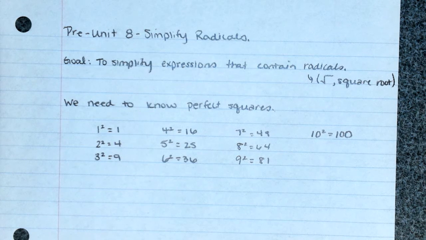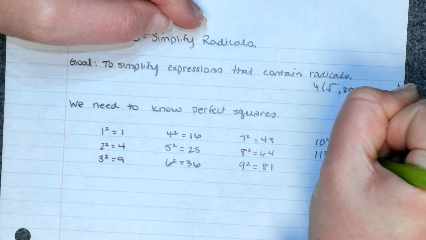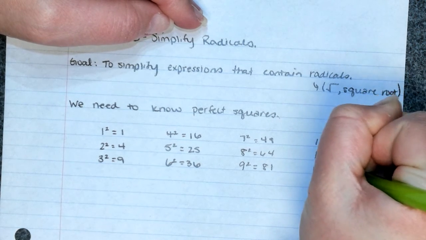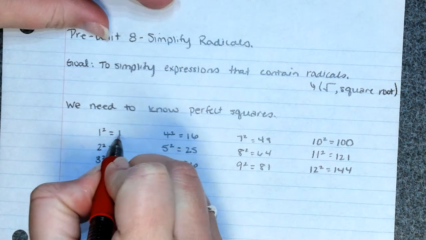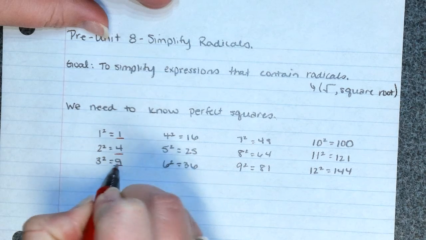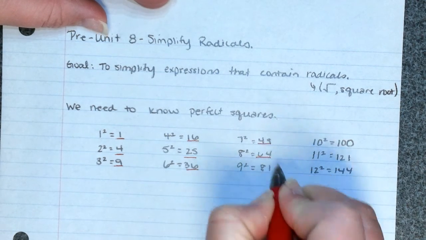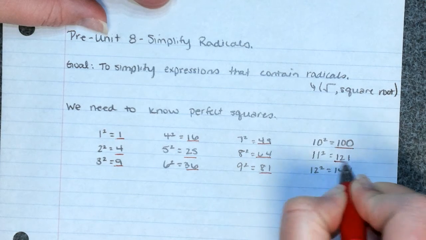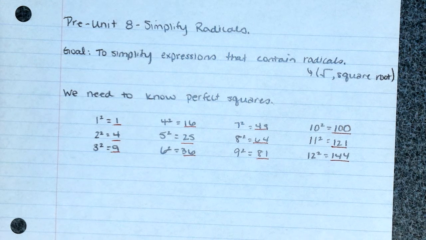Okay, but just for the sake of our notes, we'll go up to 12. Those are the ones you should know in your head anyways. So our list of perfect squares then are these numbers right here. Our perfect squares are numbers like 1, 4, 9, 16, 25, 36, 49, 64, 81, 100, 121, 144. Okay. Those are perfect squares.